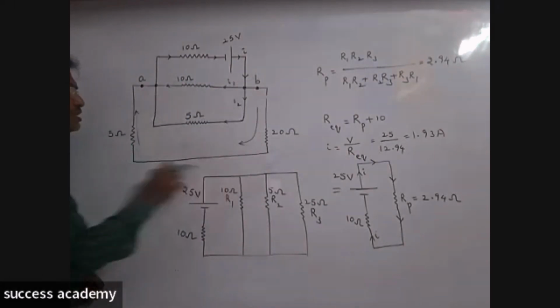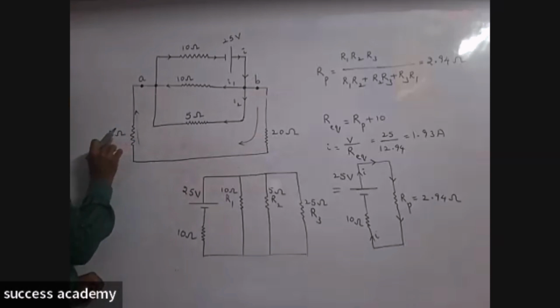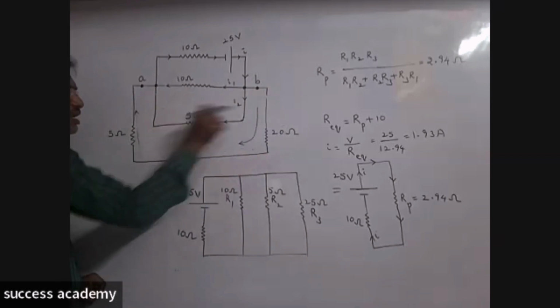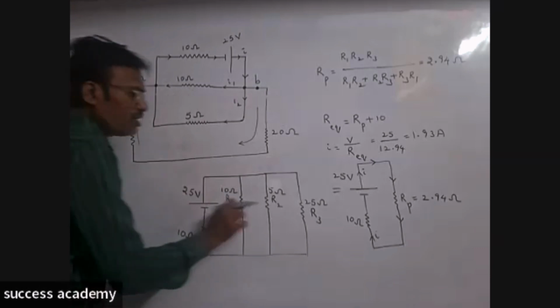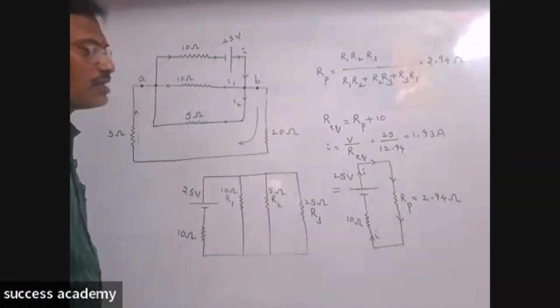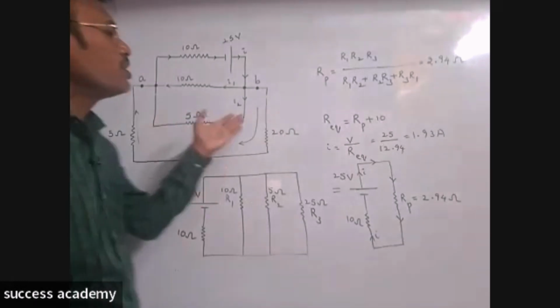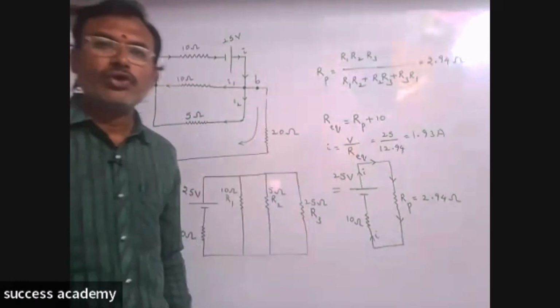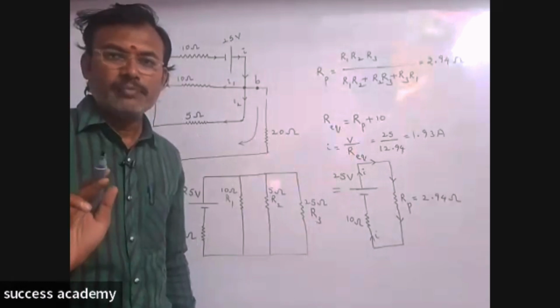The remaining combination is in parallel. That's why the 5 ohm and 20 ohm, these two are in series. So 10, 5, and 20 plus 5, which is 25, all three are in parallel combination. And thereby we consider this, and finally, we got the current as 1.93 amperes. Got it? Okay.